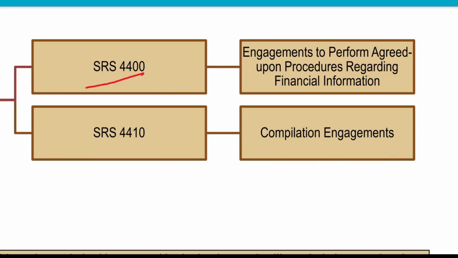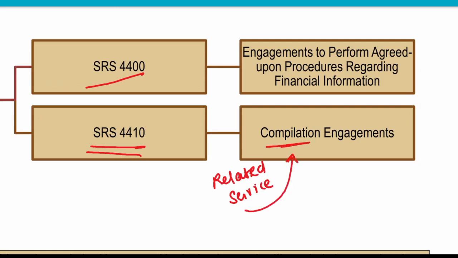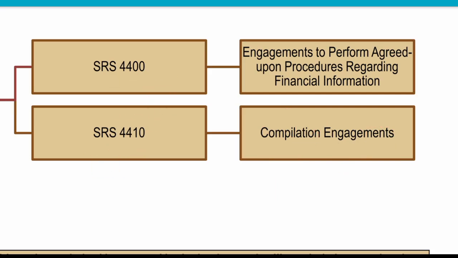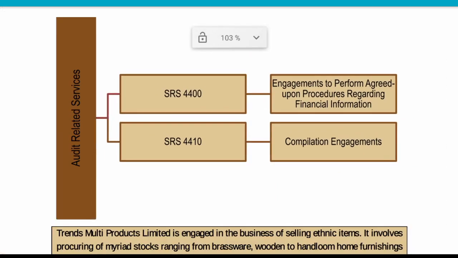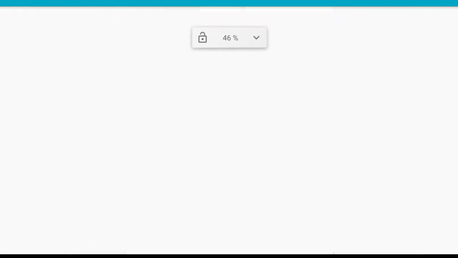In this particular SRS, the related service is only one service, that is compilation engagement, where the professional or the student has to make only compilation. Is it clear, guys? Are you able to understand what is SRS and agreed upon procedures and compilation engagement? And of course, we will learn more about it in this particular chapter.